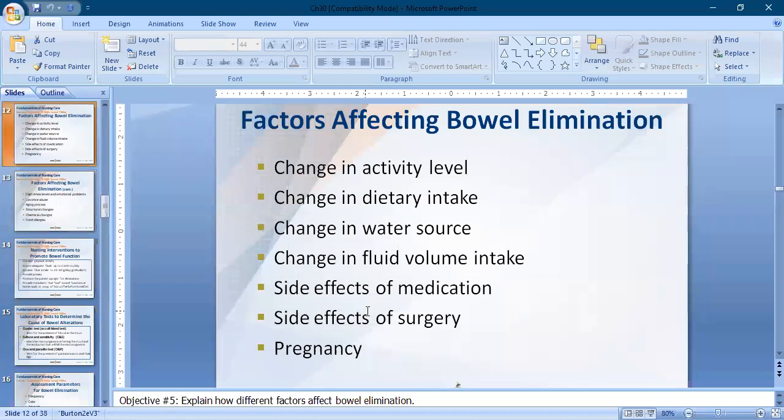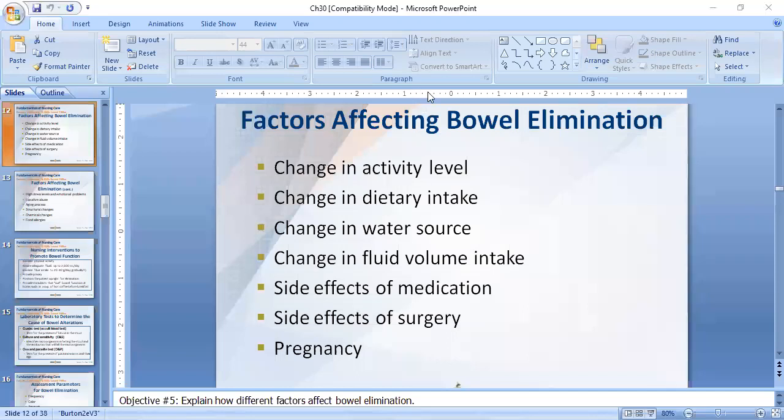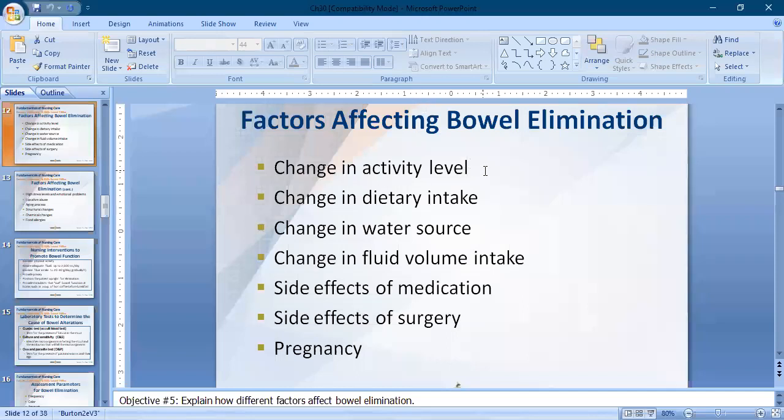And here it shows the factors affecting bowel elimination. What are the factors affecting it? One is changing activity levels. If you do not exercise, do not work, your bowel habit will change. Or a change in dietary intake. If you take too much meat, no fiber, no vegetables, you develop constipation. If you do not drink enough fluid, you develop constipation, abnormal bowel.